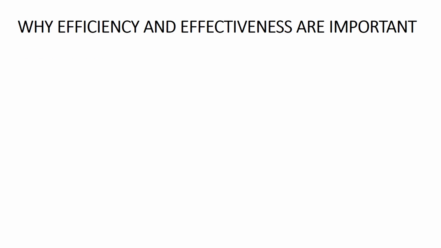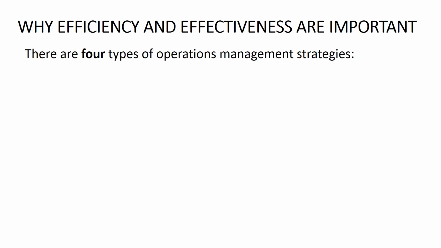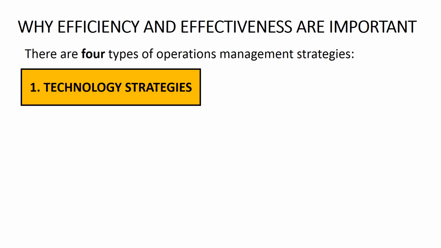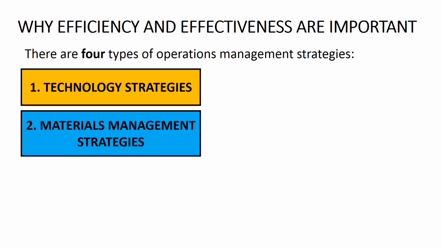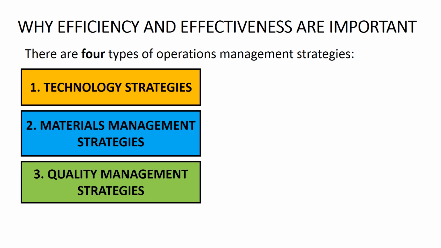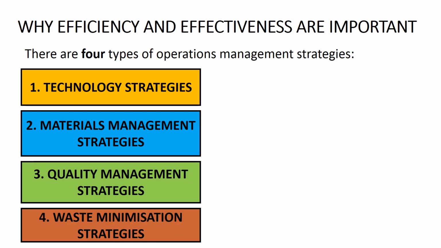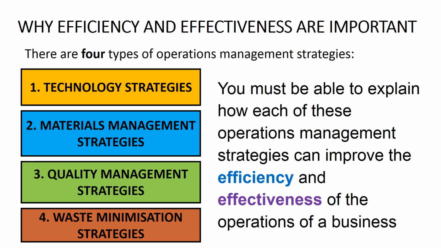As you know, there are four types of operations management strategies. These are technology strategies, materials management strategies, quality management strategies, and waste minimization strategies. Later on in this outcome, we'll be looking at each of these types of strategies in more detail. However, a very important thing that you need to be able to do is to explain how each of these operations management strategies can improve the efficiency and the effectiveness of the operations of a business.